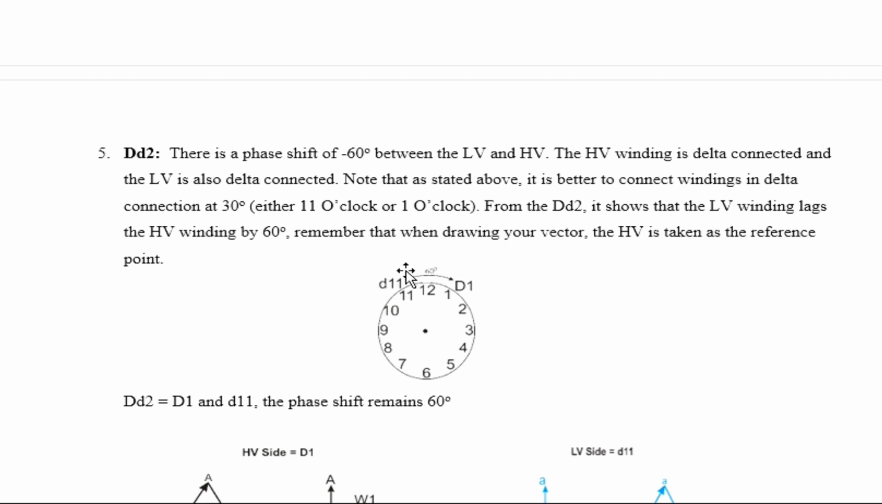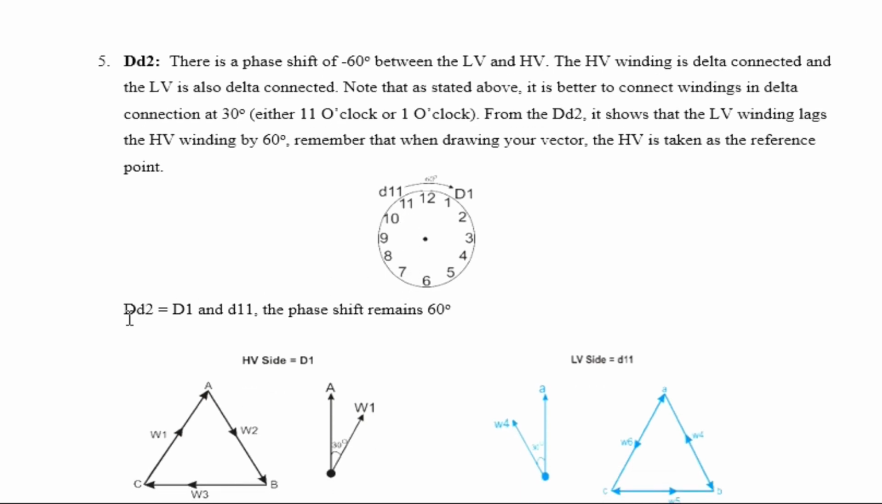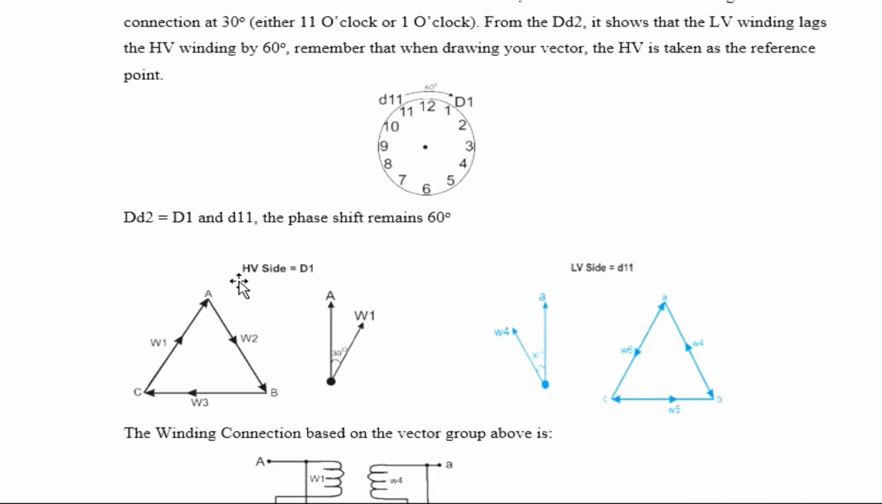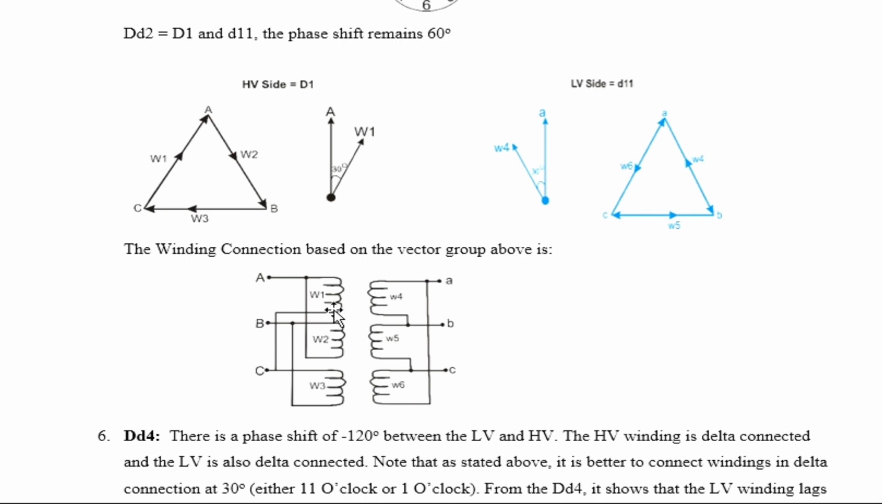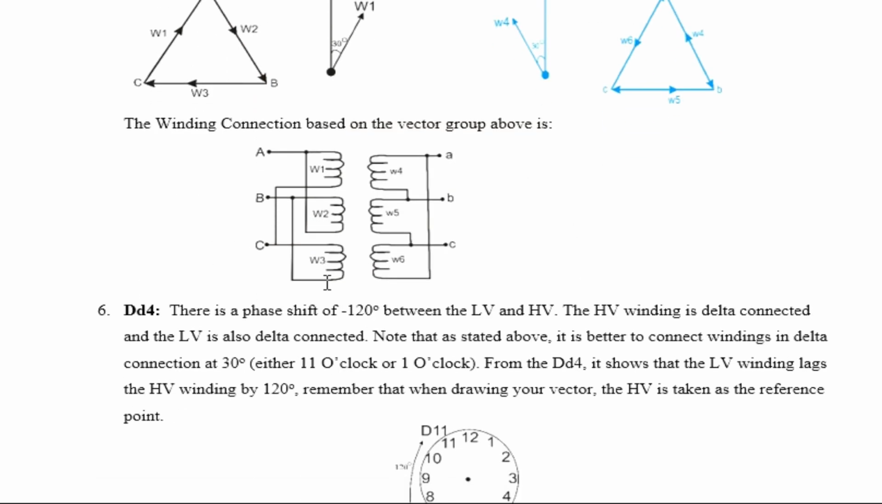So that's exactly how you are going to draw your vector diagram. Automatically, your DD2 will be equal to D1 and small d11. And you can draw your vector diagram to get that. When you draw your vector diagram, this is what you are going to get: this is your capital D1 and this is your small d11. If you go back to our previous lecture where we drew d11 and d1, you will get this diagram.